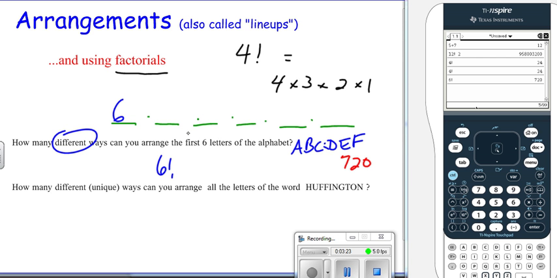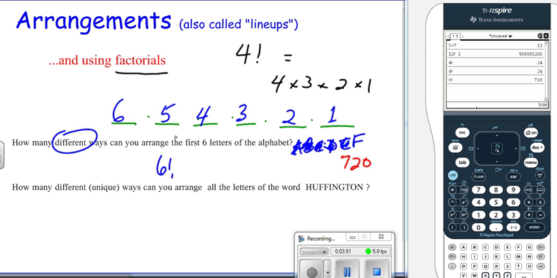When I move on to the second position, I've already taken a letter out, and if I've taken a letter out, I have 5 letters left, so I could pick any of the 5 letters for the second position. When I move on, now I have 4 letters left. Moving on again to the 4th position, now there are only 3 letters left to choose from. When you move to the 5th position, there are only 2 letters left to choose from. And when you get to the last position, you have no choice. You only have 1 letter to choose from. So there's only one way to do that.